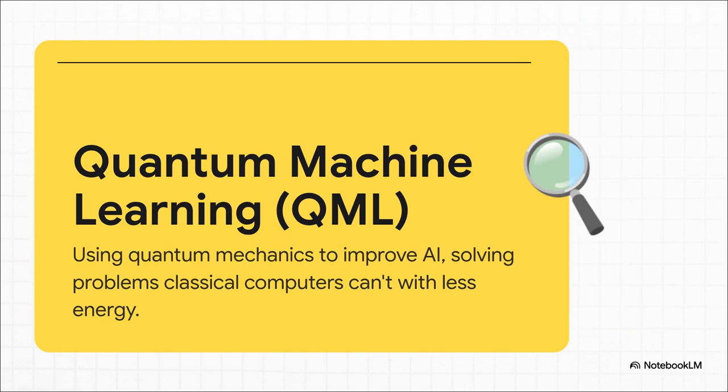So you fast forward a few decades, and Feynman's idea has blossomed into this incredible field called quantum machine learning, or QML. The promise here is just huge. We're talking about computers that could potentially solve problems that are literally impossible for even our best supercomputers. And, this is a big deal, they could do it using way, way less energy.